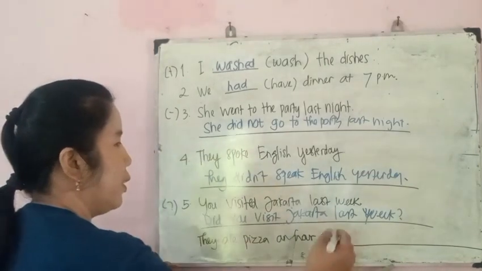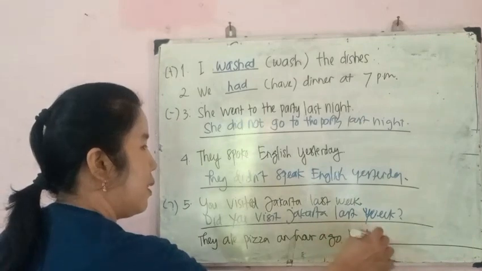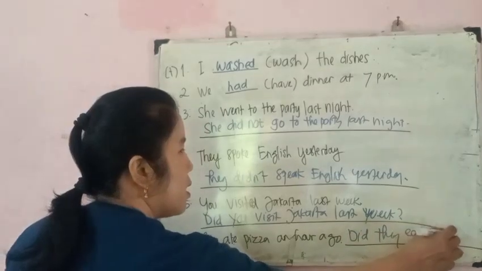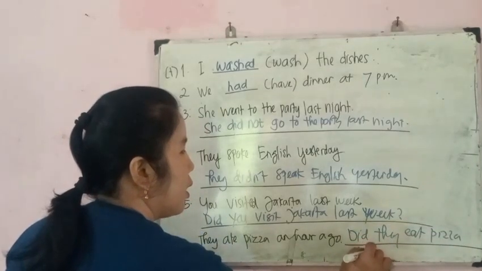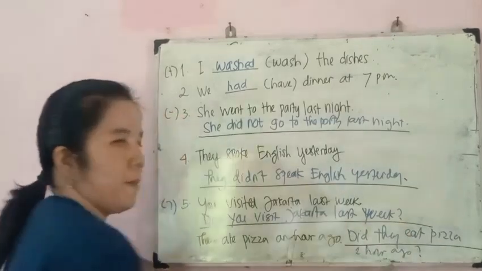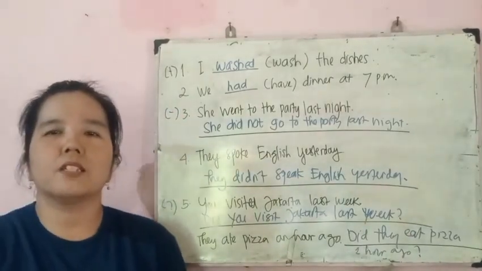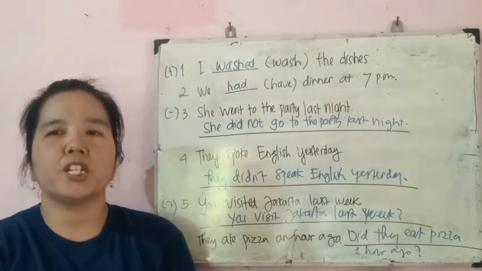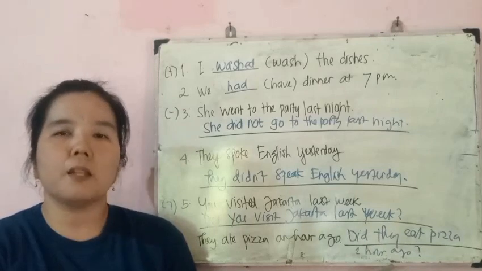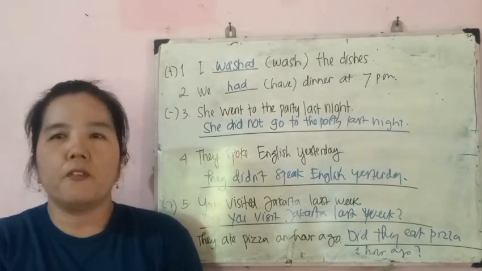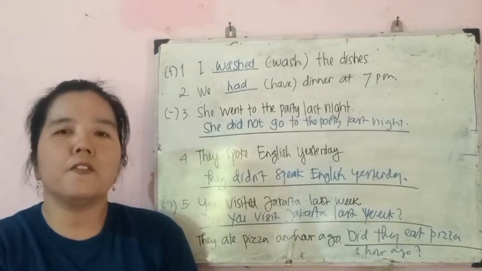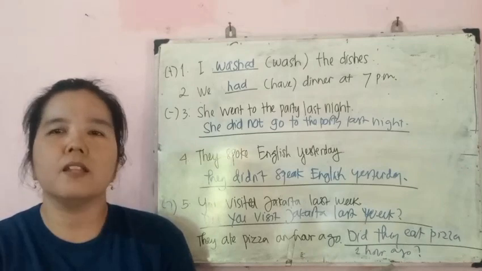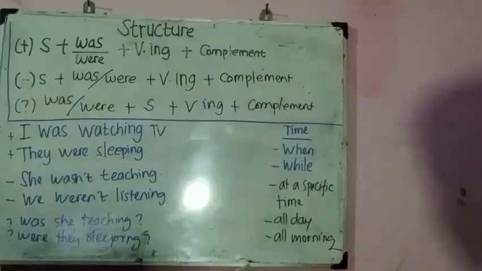They ate pizza an hour ago. Did they ate become eat? Did they eat pizza an hour ago? Okay. So that's the explanation of the simple past tense. Remember, we use it to talk about actions that happened and finished in the past. Use the past form of the verb and always check if the verb is regular or irregular. I hope this helps you understand the simple past tense better.